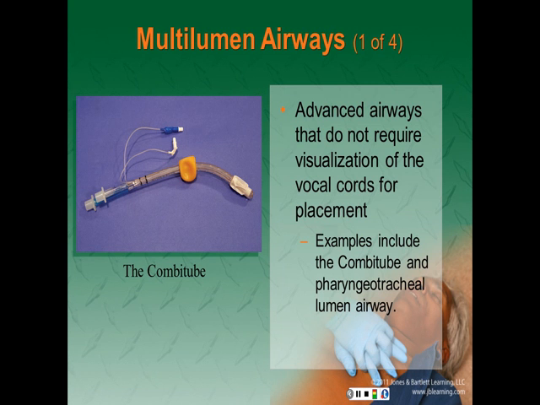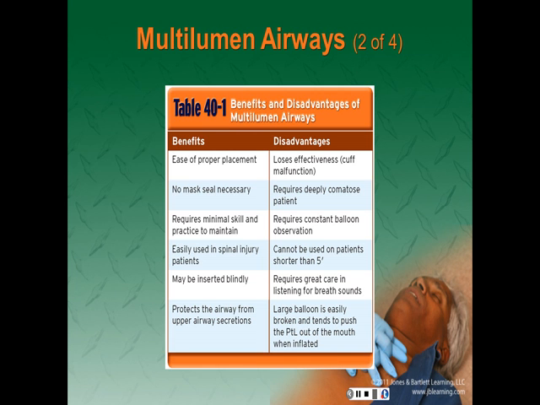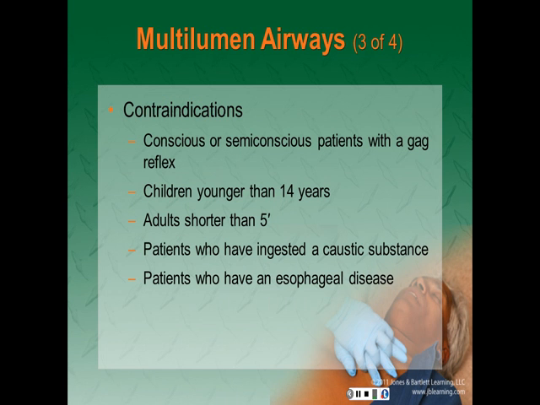If the tube happens to go in the trachea, ventilation is provided directly into the lungs as with an ET tube. If it goes into the esophagus, as occurs most often, ventilation can still be provided to the patient. And you can see an example of a Combi tube here. Table 40-1 gives you the benefits and disadvantages of these multilumen airways and again makes a great study reference.